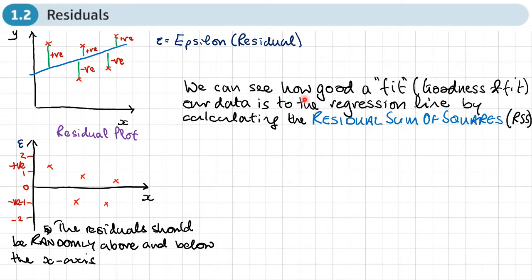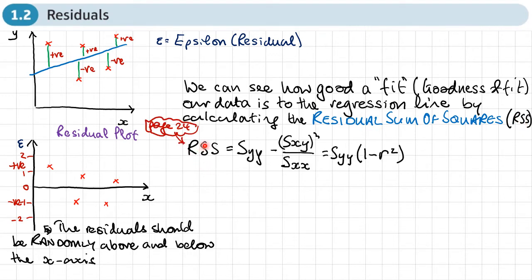Now we can see how good a fit, what we call a goodness of fit, our data is to the regression line by calculating what we call the residual sum of squares. That's a bit of a mouthful, so it's shortened to RSS. Now to calculate RSS, the residual sum of squares, we do Syy, which is the first time we've used this, minus Sxy all squared over Sxx. Now this is in the formula book on page 24.